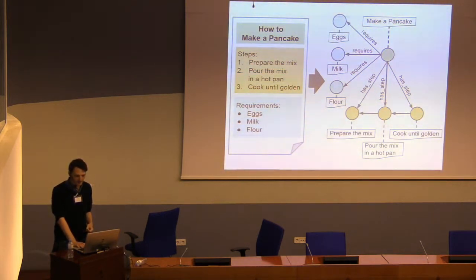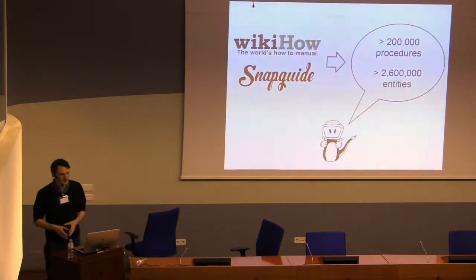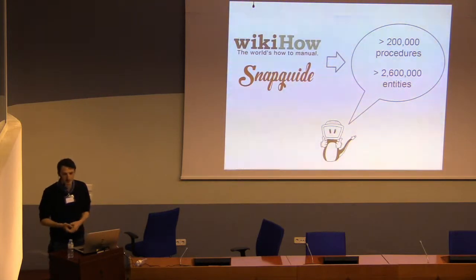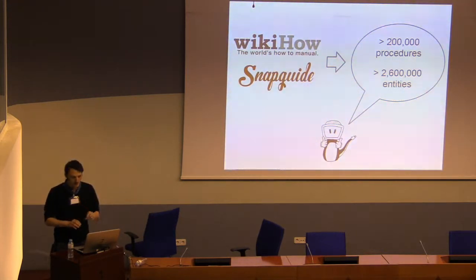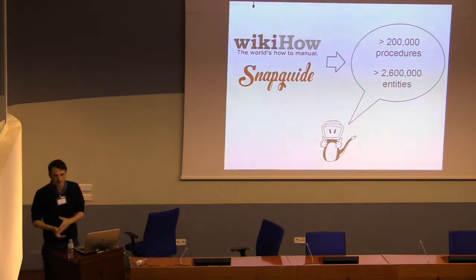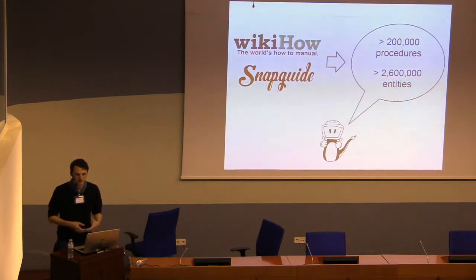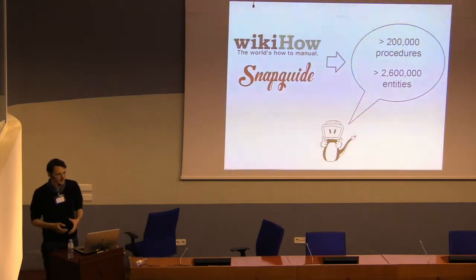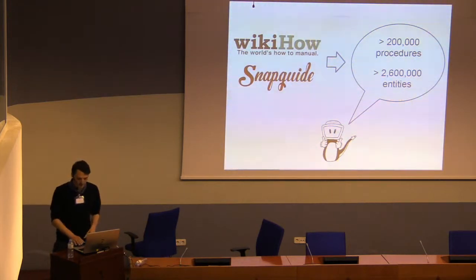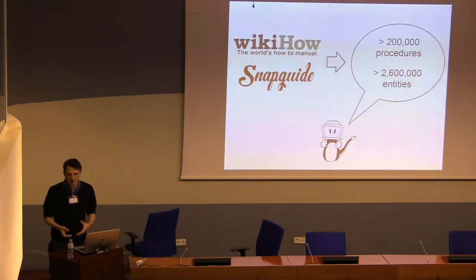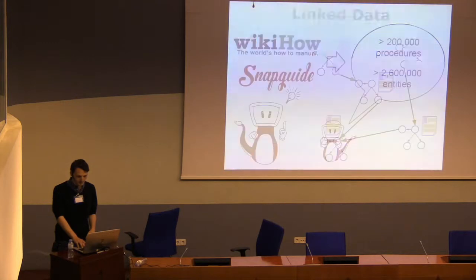So I performed this extraction over WikiHow and SnapGuide, obtaining over 200,000 procedures. And as you've seen before, they get decomposed into various entities, and altogether there were over 2.5 million entities, covering a lot of human know-how. So this is a fairly big knowledge base. If any of you is interested in common sense reasoning and wants some data about human activities, I'm very happy to share this data set.